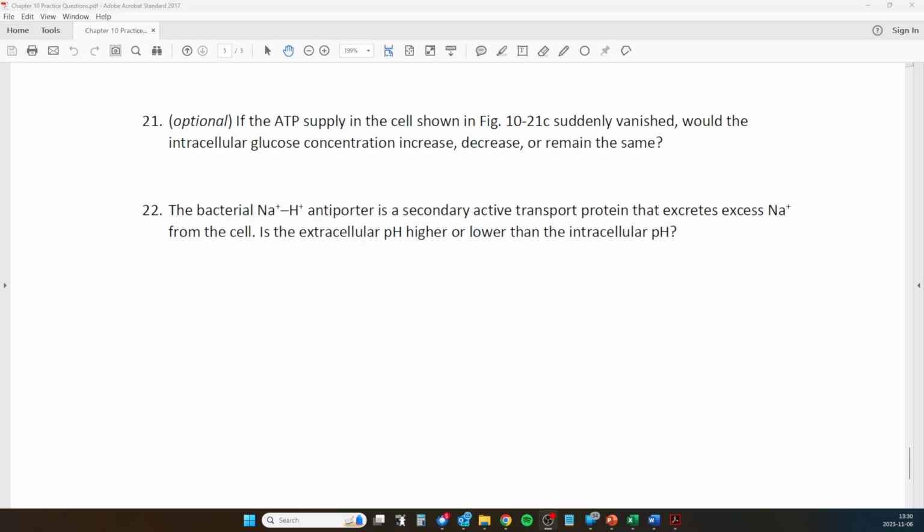So, all right, we have a sodium proton antiporter, right? It's going to put sodium out. This means that if it's an antiporter, protons are coming in. If protons are coming in, what does that mean in terms of pH, right? If you have more protons, yeah, so it's going to, okay.